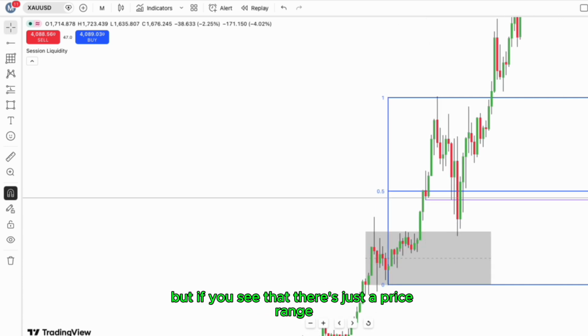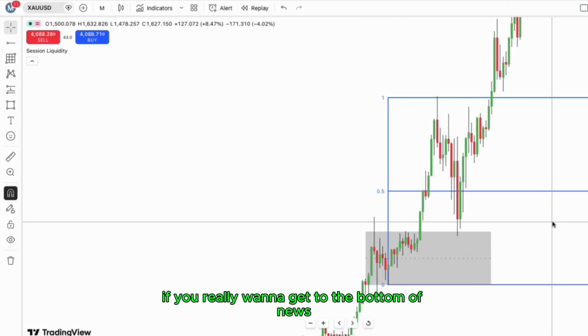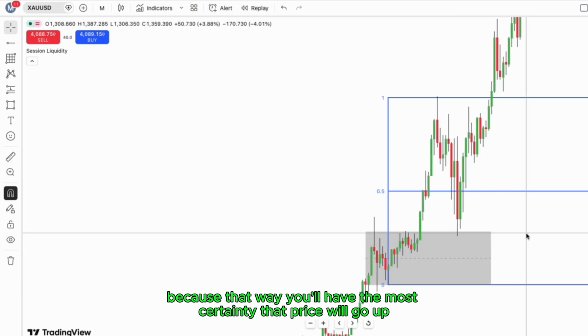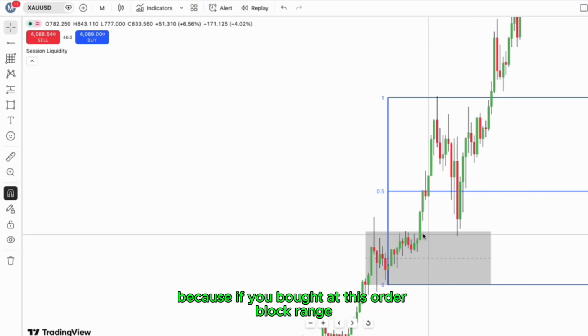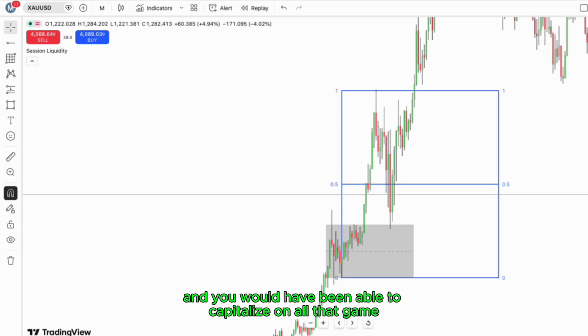But if you see that there's just a price range where all levels are adding up, if you really want to get to the bottom of moves, maybe just wait until all those things are hit, because that way you'll have the most certainty that price will go up. Because if you bought at this order block range, you'd have literally been at the bottom of the down move and you would have been able to capitalize on all that gain.